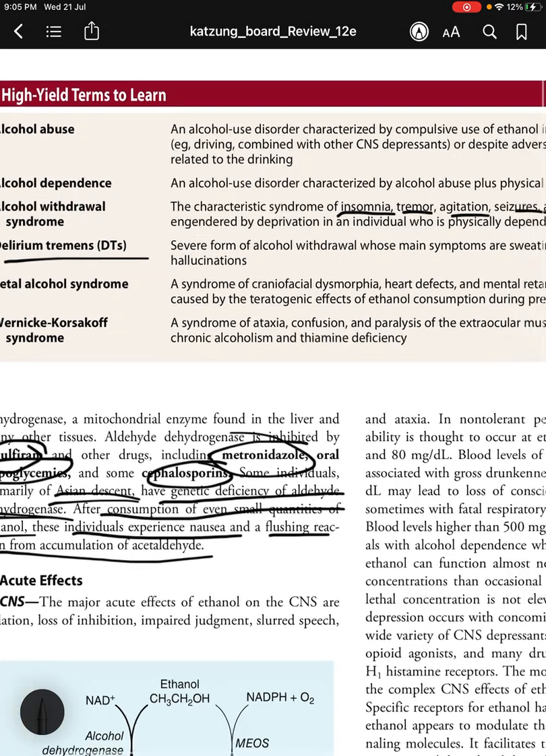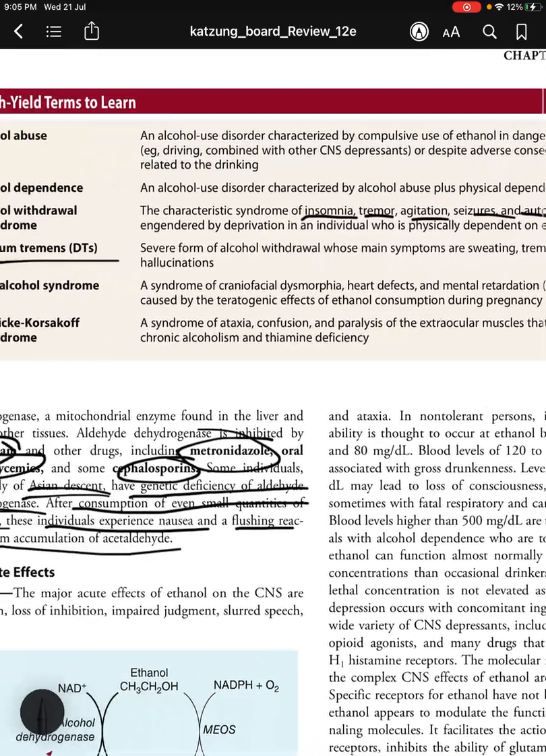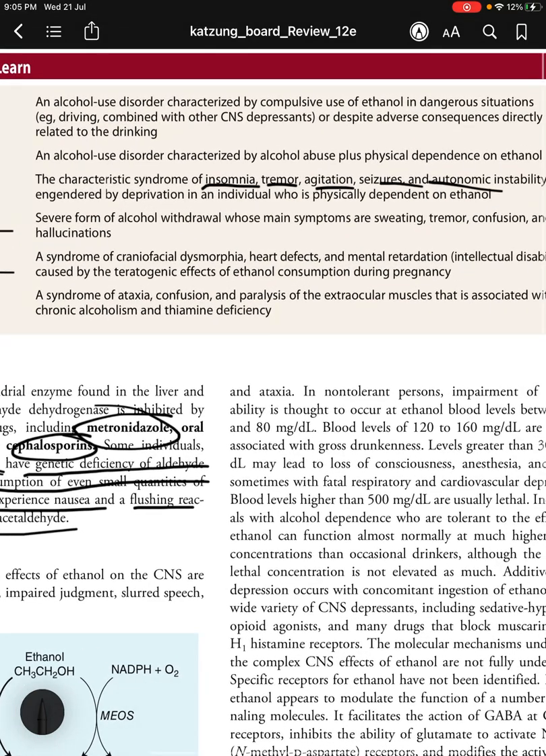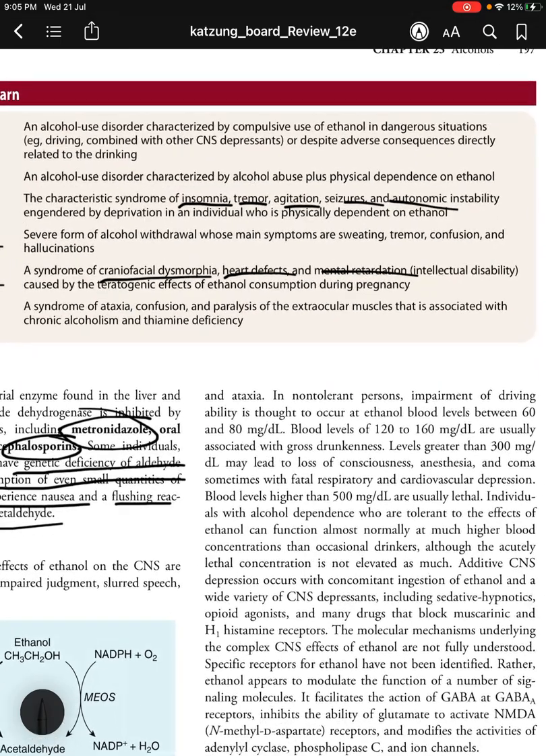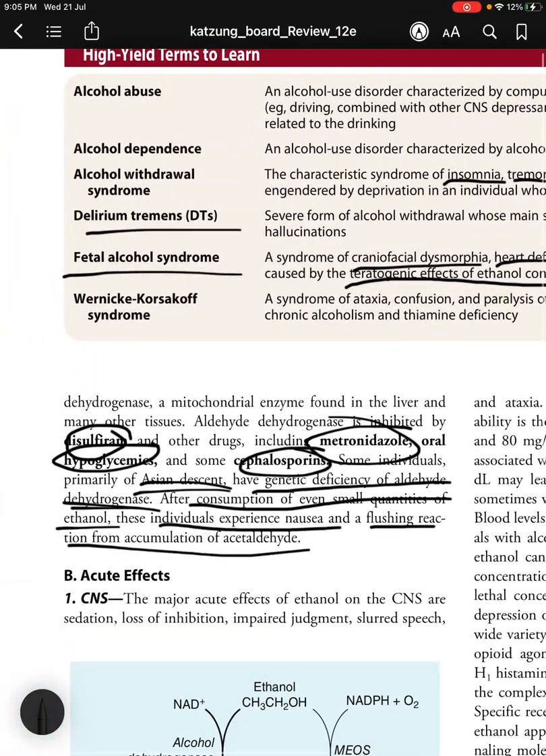And delirium tremens or DTs. So it is a severe form of alcohol withdrawal whose main symptoms are sweating, tremor, confusion, and hallucinations. Then we have fetal alcohol syndrome. So it is a syndrome of craniofacial dysmorphia, heart defects, and mental retardation or intellectual disability caused by the teratogenic effects of alcohol consumption, especially ethanol consumption during pregnancy.